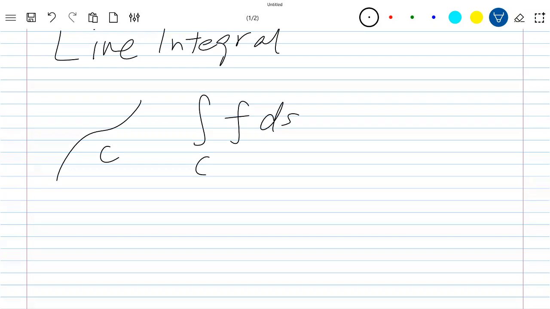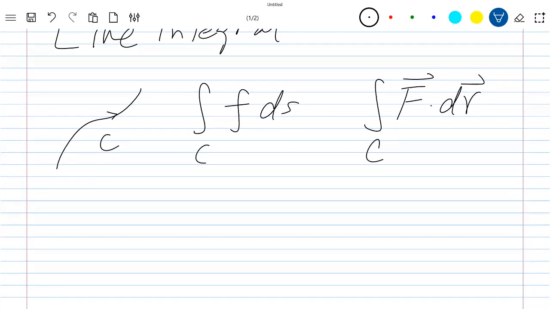And the other one is the vector integral. For the vector integral, you need to specify the direction of the curve, and you need to have a vector field. So in either case, we need to parameterize the curve. Let's say the curve is parameterized by r as a function of t, and t goes from, say, 0.1 to 0.2.